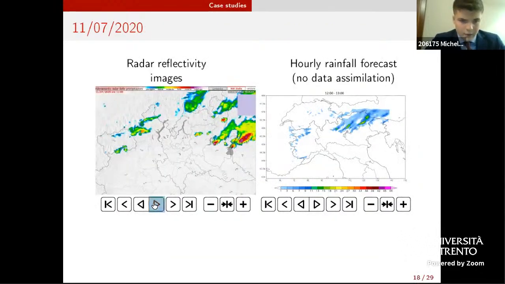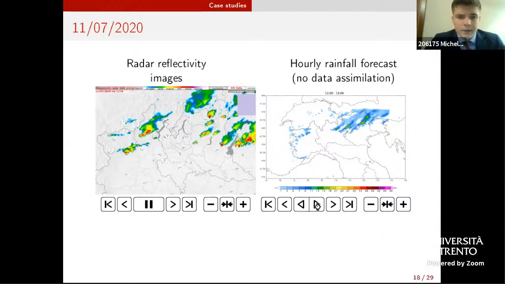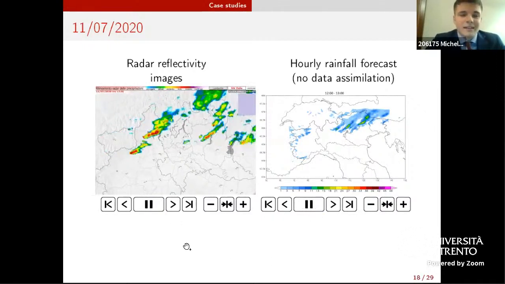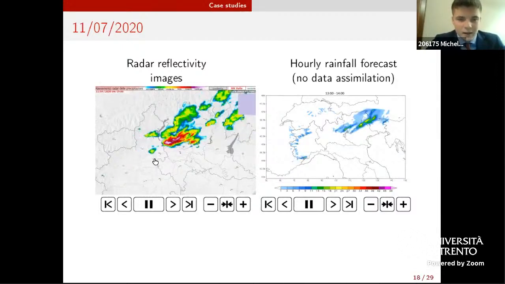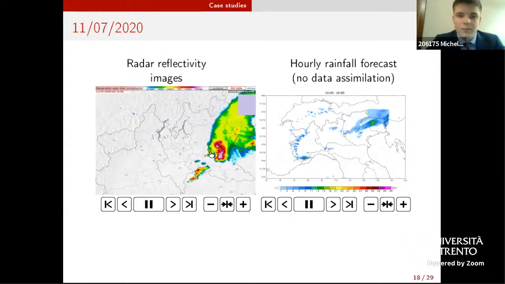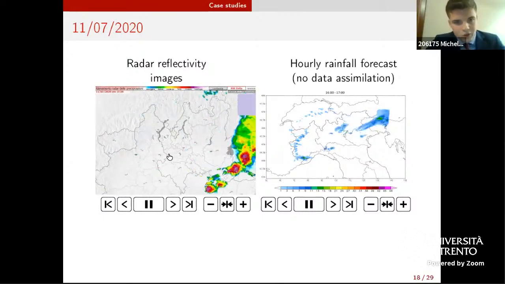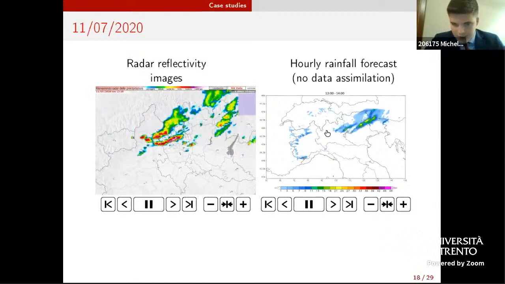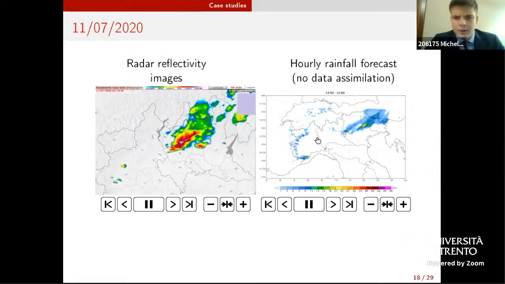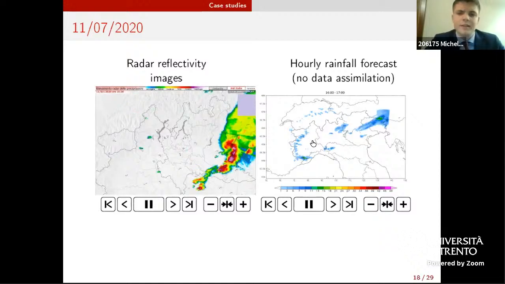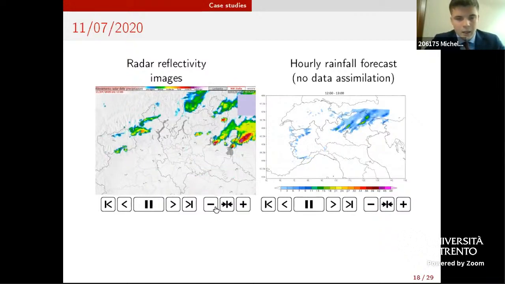So if we look now at the radar images, we can see that in the early afternoon, suddenly a storm front takes place between the two regions. Then this storm front rapidly moves eastward and leaves the region in the late afternoon. The model, without assimilating any data, is not able to capture any convection triggering at the border between these two regions. So here is the problem for this second event.